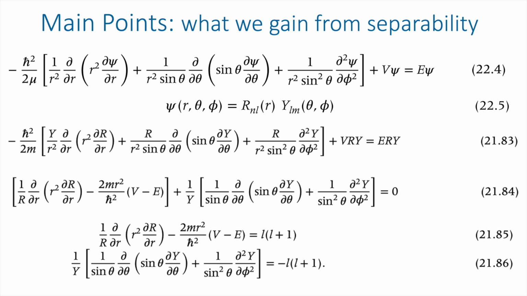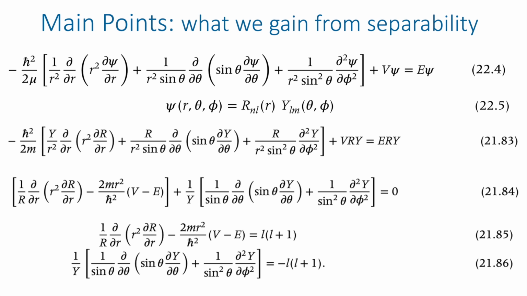So equation 22.5 is the separated version, right? We take r times y and substitute that anywhere you see a psi in equation 22.4, and that gives you 2183. Then from 2183, if we divide both sides by ry and bring the e over to the other side, we've set everything equal to 0 in equation 2184. And just as importantly, we've got one term that is only a function of our degree of freedom, little r, right? Our variable little r.